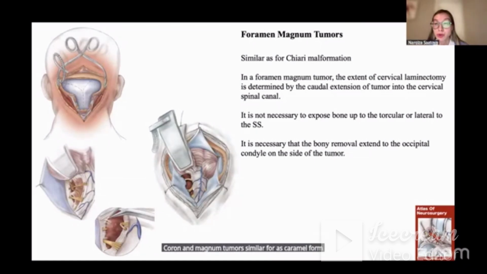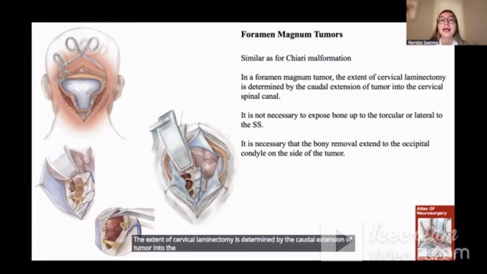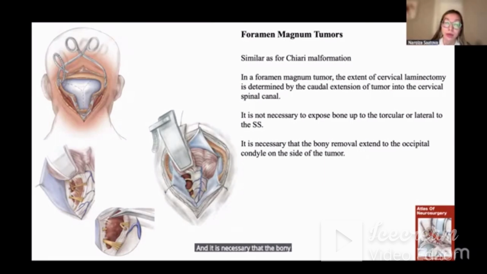In a foramen magnum tumor, the extent of cervical laminectomy is determined by the caudal extension of the tumor into the cervical spinal canal. It is not necessary to expose bone up to the torcular or lateral to the sigmoid sinus, and it is necessary that the bony removal extend to the occipital condyle on the side of the tumor.